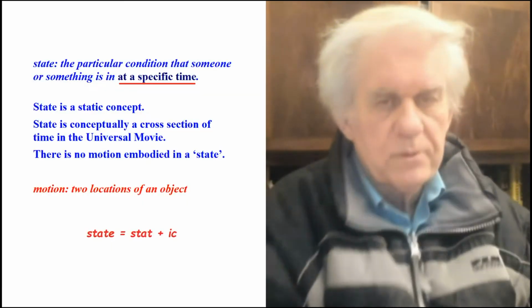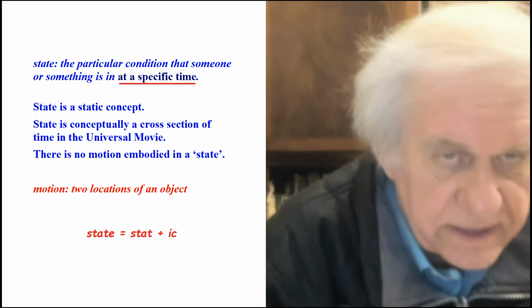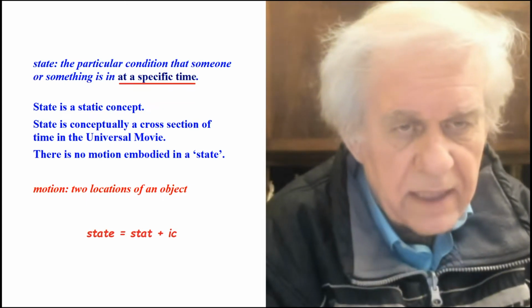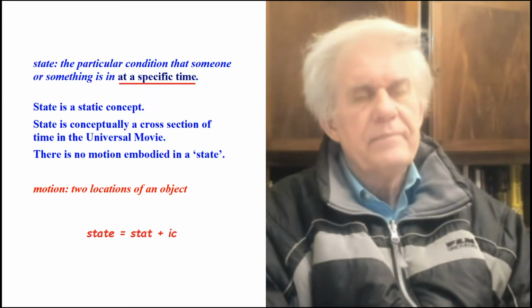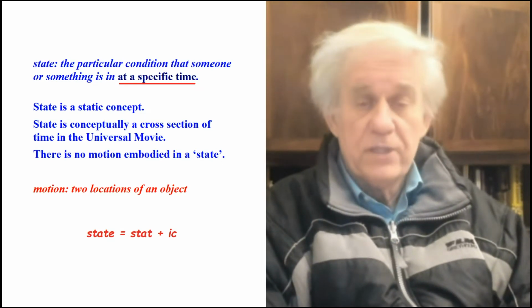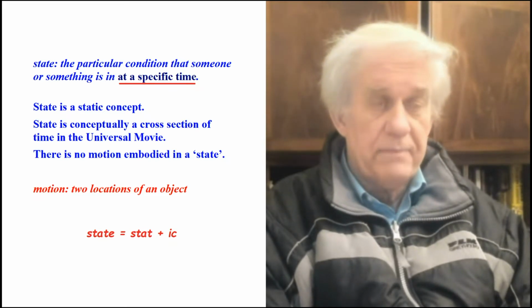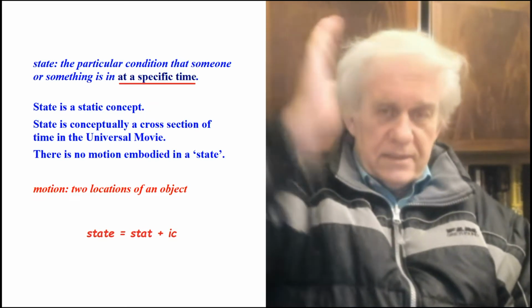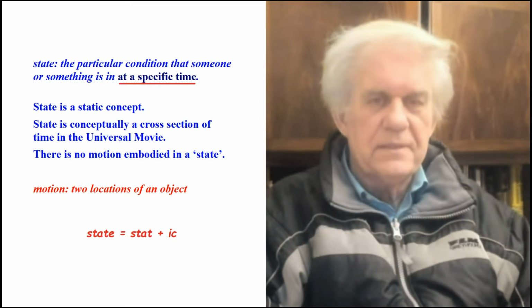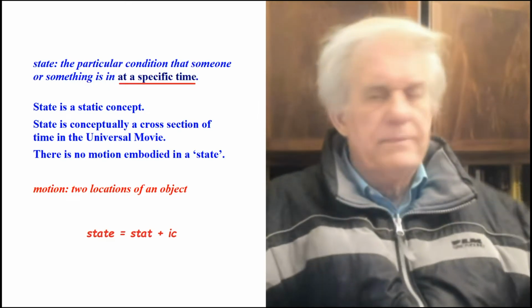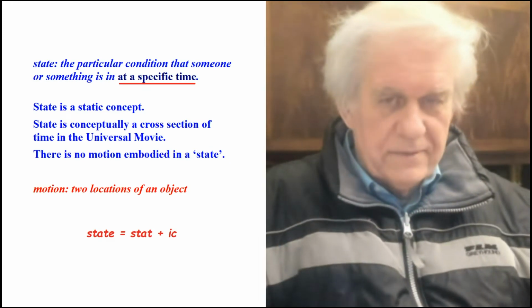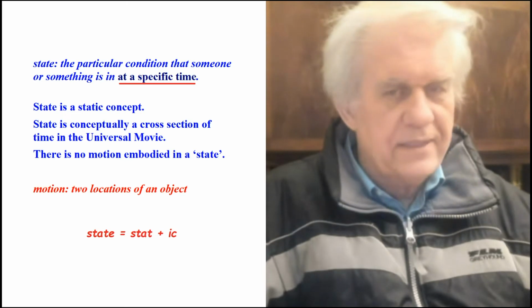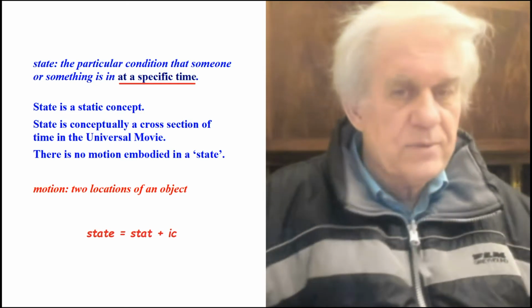And again, it comes down to this word state. So we look up the word state, and it says a particular condition that someone or something is in at a specific time. At a specific time. We're talking about a cross-section of time. We're talking about God slicing the universe, stopping the universe at some point and saying, okay, the universe stopped. Nothing moves in the universe except me. Whatever's there is stopped. Nothing moves. And that's what a state is.